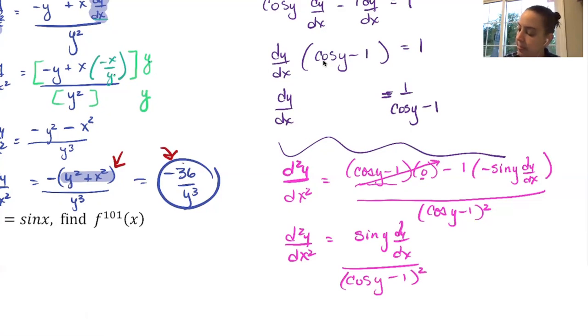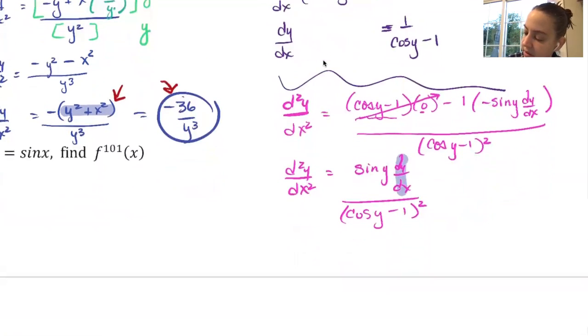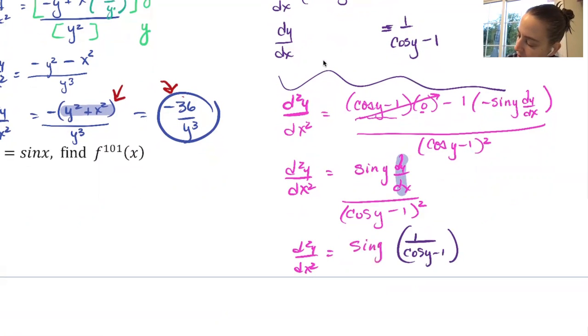Drive yourself crazy. I do see a dy/dx. I do want to replace that with the original derivative, not the original problem, the original derivative. So dy/dx, I see it up here, is 1 over cosine y minus 1. d squared y over dx squared is the sine of y over all of that, cosine of y minus 1 quantity squared.